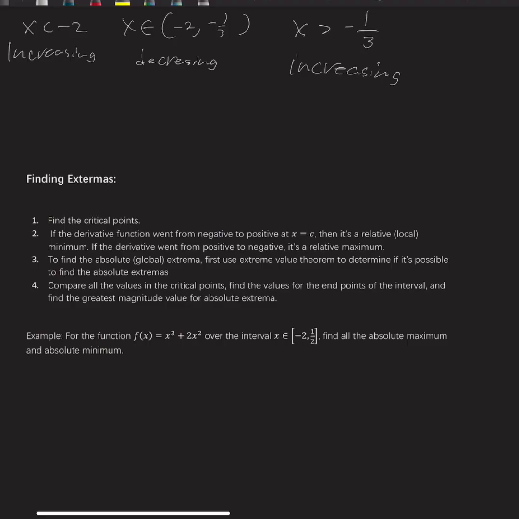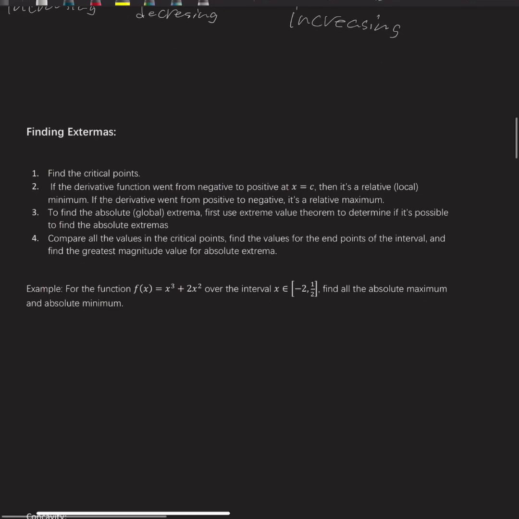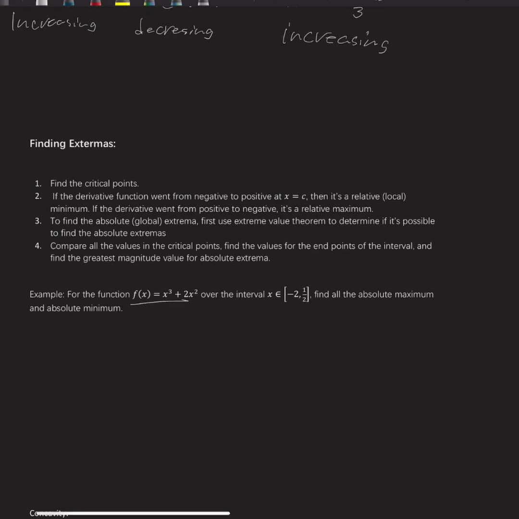So let's look at an example here. For the function f of x equals x cubed plus 2x squared over the interval x is an element of negative 2 to 1/2, find the absolute maximum and absolute minimum. So this is also a polynomial, which means that it's continuous and differentiable. So EVT applies. So it means that there must be an absolute extrema over the interval.